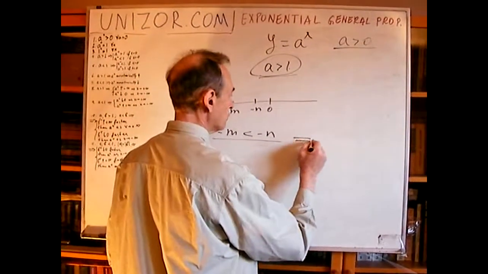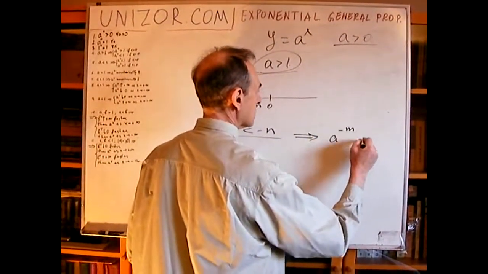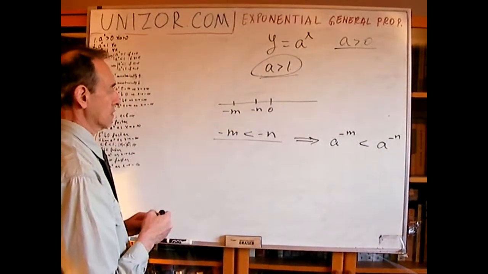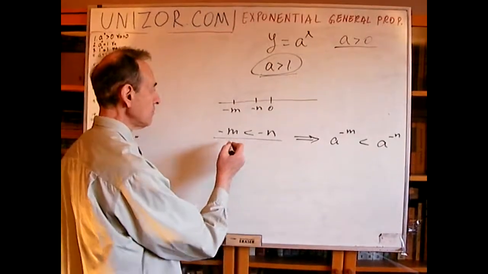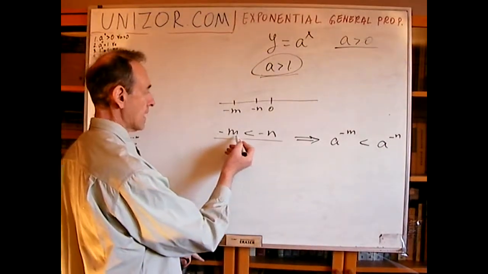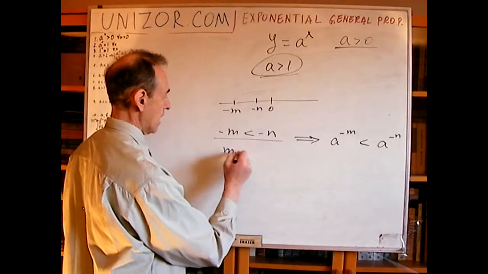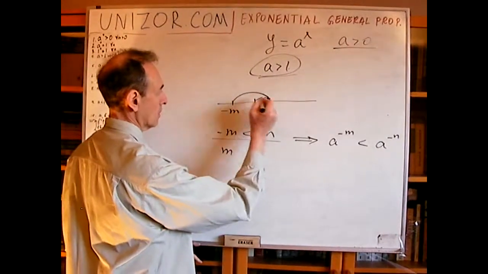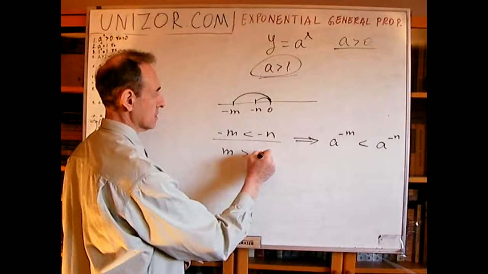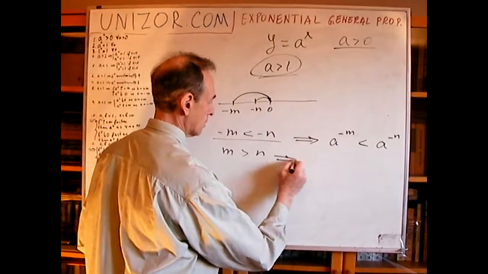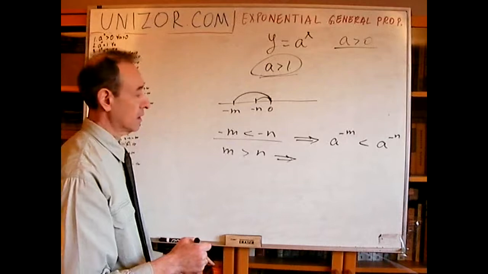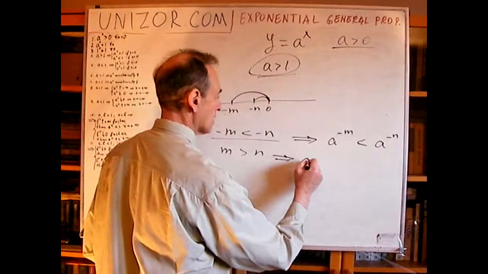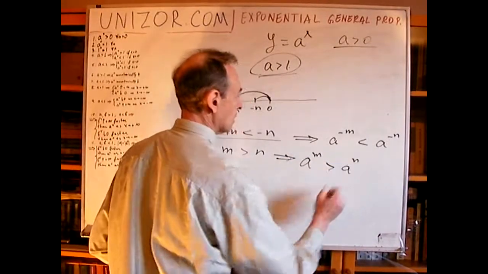I would like to prove that a to the power minus m is less than a to the power of minus n. Now, how can I prove that? Well, very easily. If minus m is less than minus n, then m, the corresponding positive, which is basically distance from 0, is greater than n. Therefore, from the previous case, when both are integers, if this is greater than this, then a to the m is greater than a to the n.